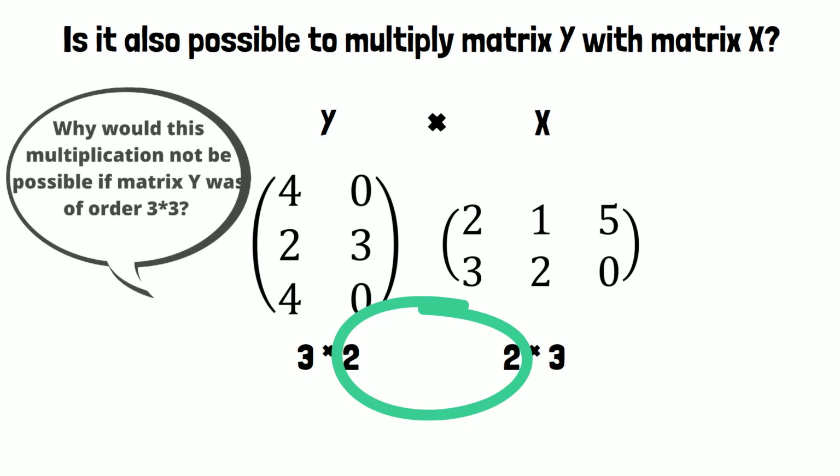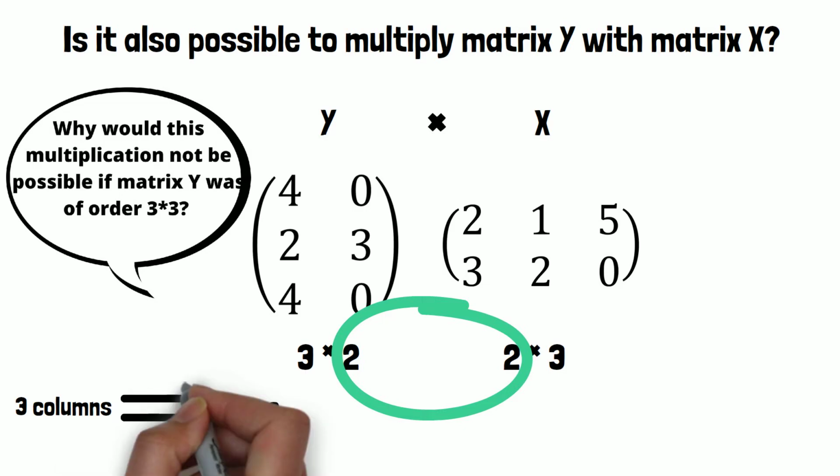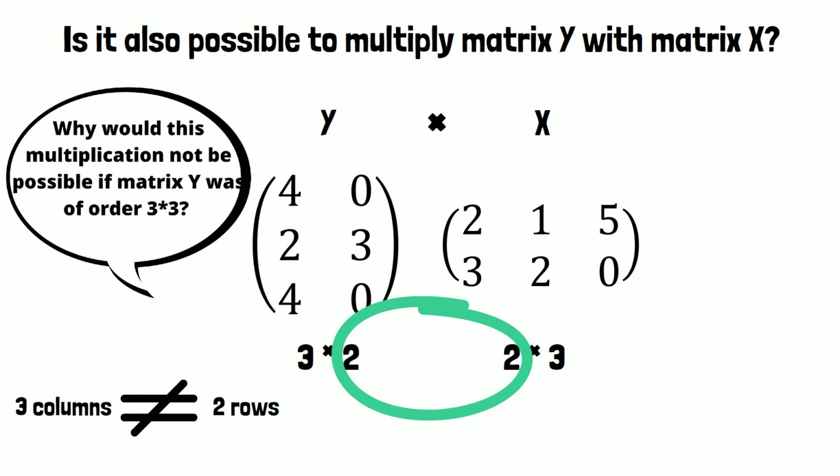Note that if matrix Y had been of order 3 times 3, instead of 3 times 2, it would not have been possible to multiply the two matrices. Why not? I give you a couple of seconds to think of an answer. Perfect! If matrix Y had been of order 3 times 3, there are 3 columns. This is not the same number as the number of rows in matrix X, which is 2.